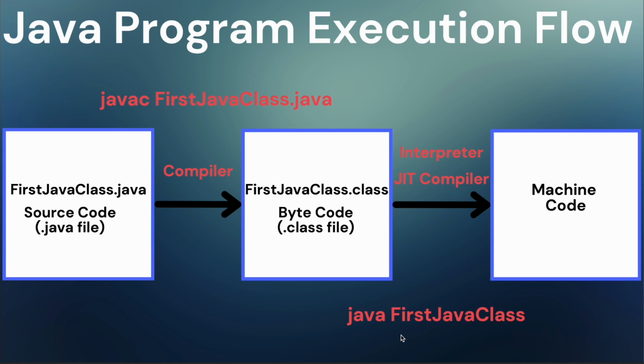Next, we run the Java program using the java command: java firstjavaclass. Notice that we don't include .class in the command. We simply provide the class name.